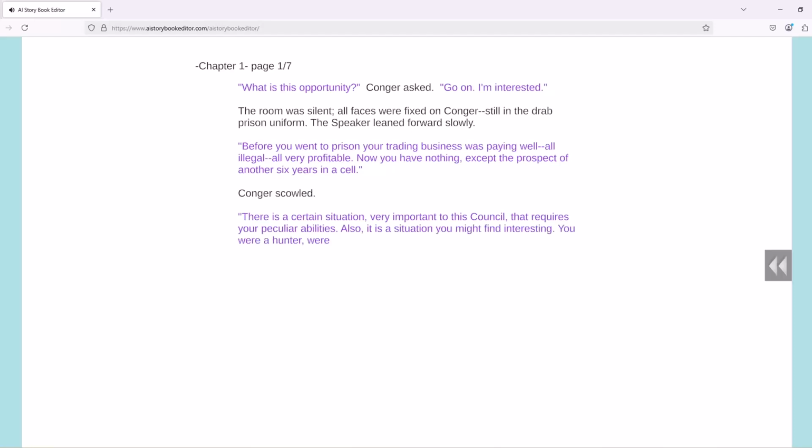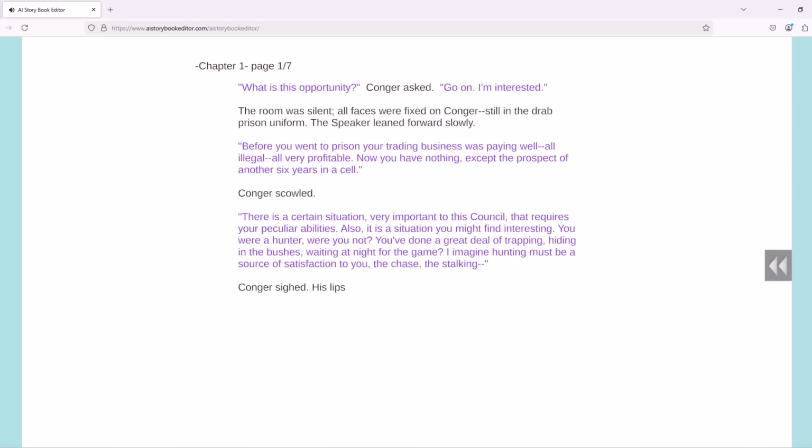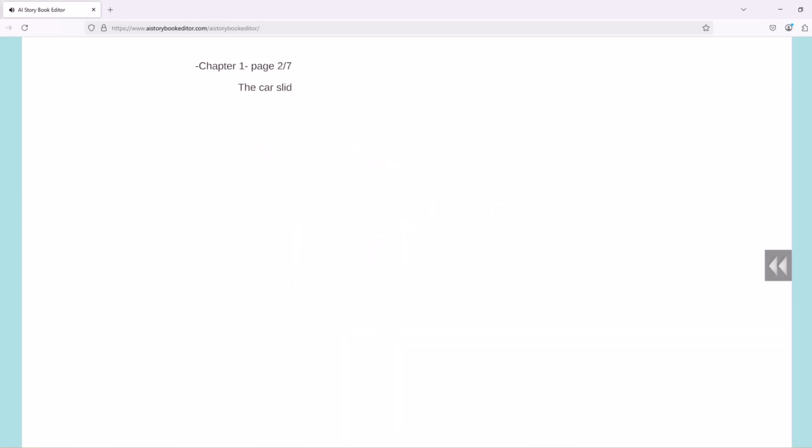You were a hunter, were you not? You've done a great deal of trapping, hiding in the bushes, waiting at night for the game. I imagine hunting must be a source of satisfaction to you, the chase, the stalking. Conger sighed. His lips twisted. All right, he said. Leave that out. Get to the point. Who do you want me to kill? The speaker smiled. All in proper sequence, he said softly. The car slid to a stop.